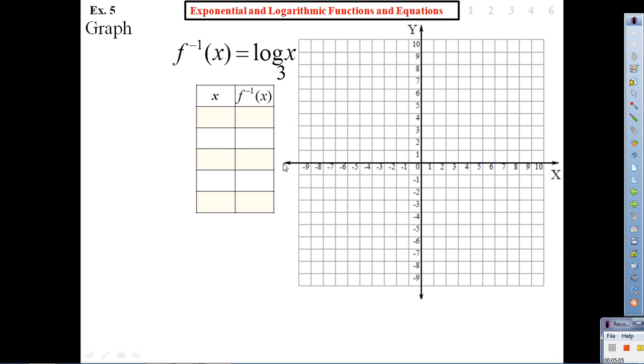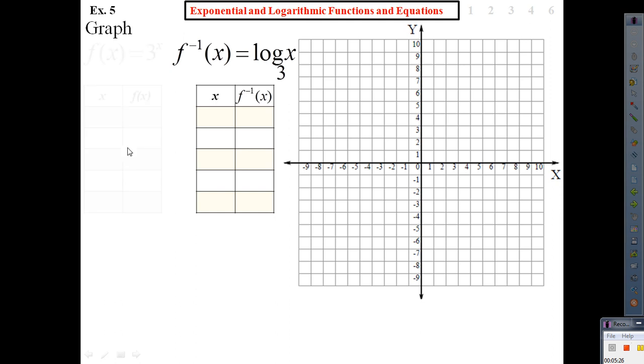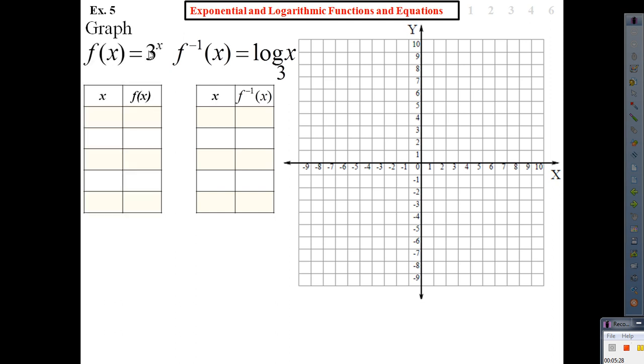Before we get to graphing this one, let's get started with the inverse of this one. Where does this log come from? From an exponential, right? What is the base? 3. What is the exponent? x. So our original should read f of x equals 3 to the x power. So let's graph this one. Copy this table, x and f of x.